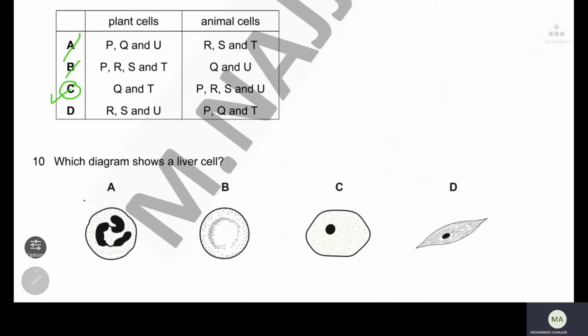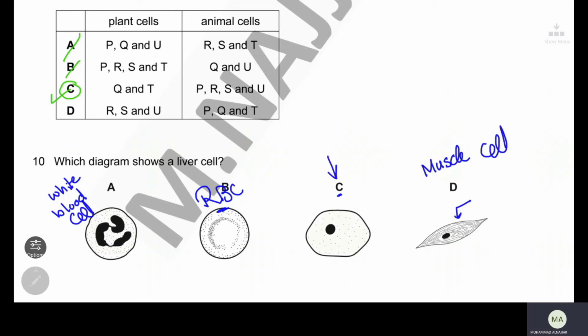A is, yes, a white blood cell. B is a red blood cell. RBC is a red blood cell. And C is, if you don't know it, this is our target, by the way, but this is very obvious, a muscle cell. And the remaining one is, okay, yes, the liver cell. So we find out the answer very easily. This is the liver cell.